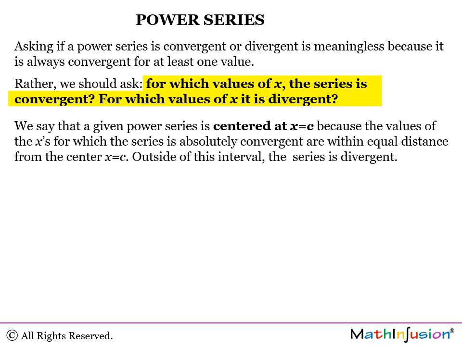We say that the given power series is centered at x equals c because the values of the x's for which the series is absolutely convergent are within equal distance from the center x equals c. Outside of this interval, the series is divergent.